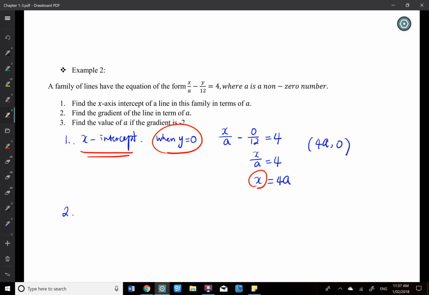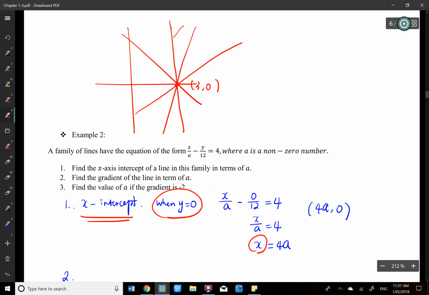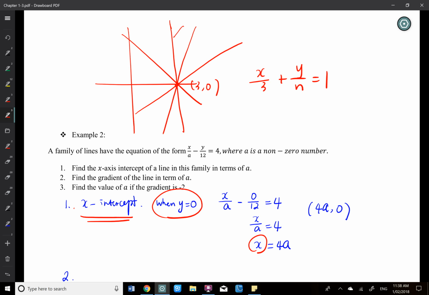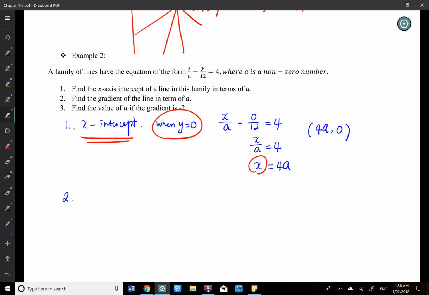If you have a graph, all passing through this point, that point is (3, 0). So the family of graphs I can write is x over 3 plus y over n equals 1. But you can't straight away say that. You must satisfy that the right-hand side is 1 and there's a number under x. Only if it satisfies that. It's not 1 on that side, it's 4. It's not 1. So it can't work in that way.